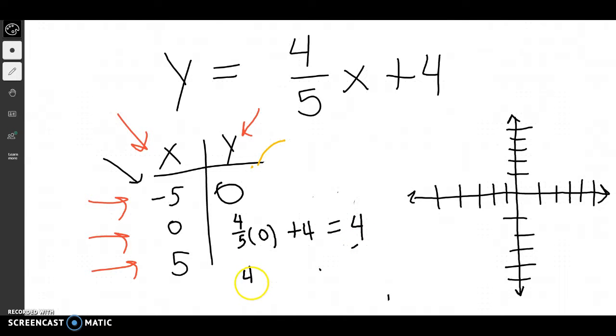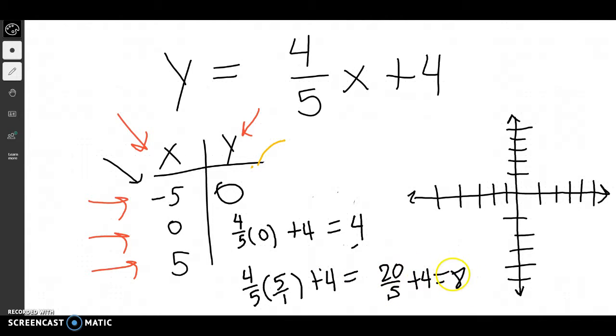I'll do the same thing with 5. Again, we'd convert it to 5/1 times 4/5, plus 4. That would be 20/5 plus 4, or 4 plus 4, which would give me 8. Because 20 divided by 5 is 4, and 4 plus 4 is 8. So those are my points.